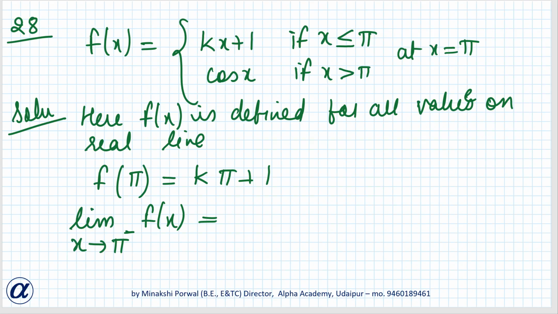x tends to pi minus, f(x), when x is less than pi, its value is limit x tends to pi minus kx plus 1, that is equal to pi k plus 1. Limit x tends to pi plus f(x) is equal to limit x tends to pi plus cos x. Cos 180 degrees is minus 1, so this is equal to this.